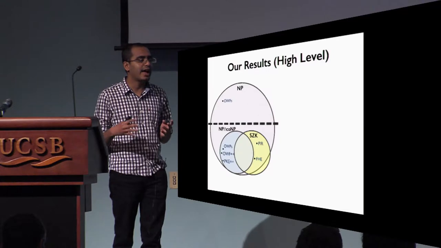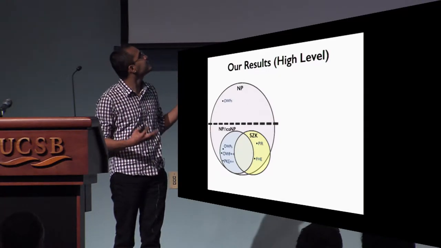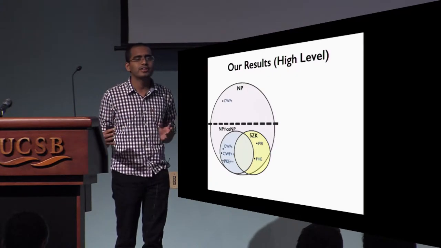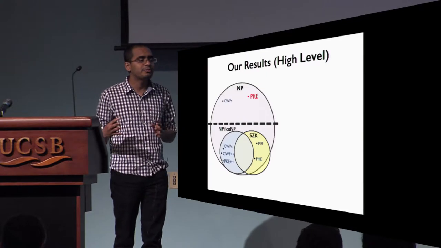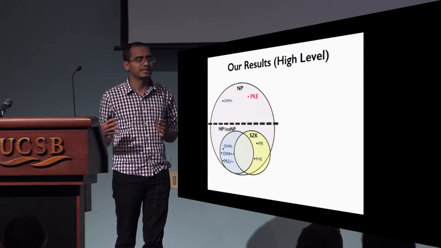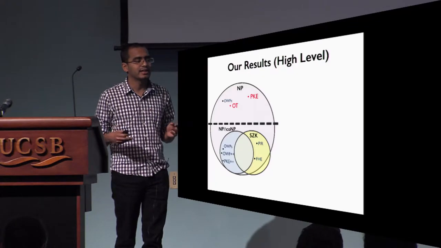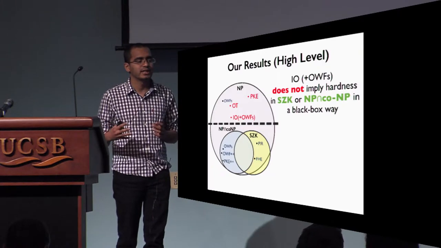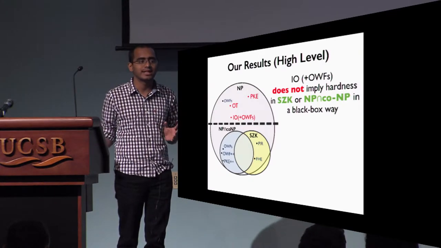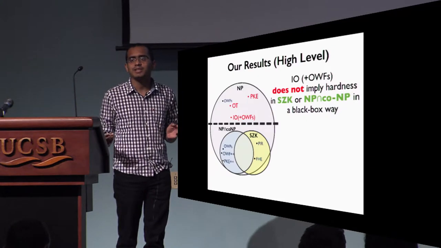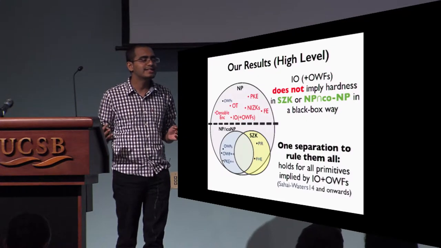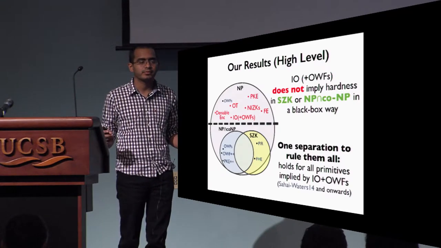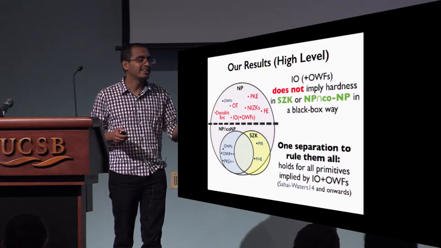At a high level, this is how the world looks right now. There are some primitives which actually imply hard problems in NP intersect coNP and SZK, and there are one-way functions which don't. So we show that public key encryption does not imply hard problems in NP intersect coNP and SZK, and the same for OT. What we actually show is that I/O, along with one-way functions, does not imply hard problems in either of these two classes. Proving separations for I/O is great because it lets us infer the same for all the primitives which are implied by I/O in a black box way. Okay, and that list keeps growing.